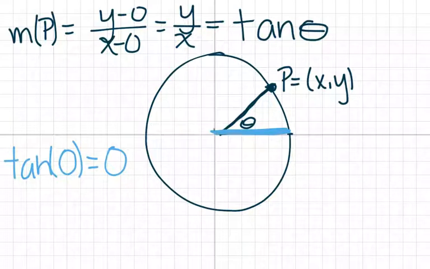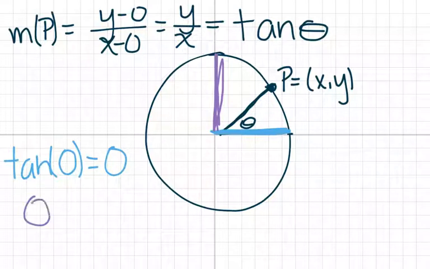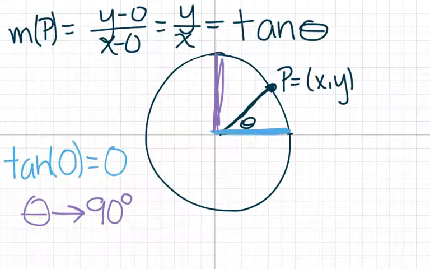Now, as our angle theta gets closer and closer to 90 degrees, our line gets steeper and steeper. That means our slope is getting bigger and bigger until eventually it becomes undefined. So as theta approaches 90 degrees, our tangent gets bigger and bigger, so it approaches infinity. Then when it gets to be perfectly vertical, it's undefined, because you can't actually have a slope of infinity.